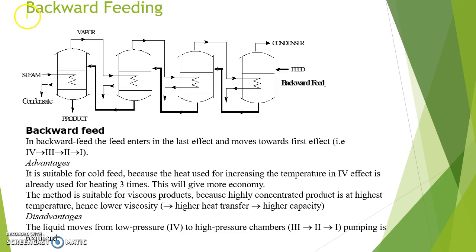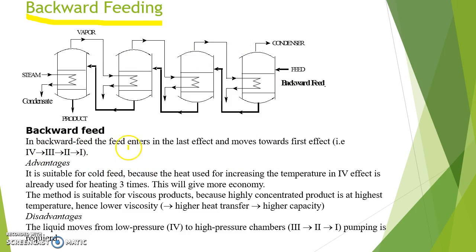Now the next one is backward feeding. In this case, the feed enters into the evaporator from the last effect, then to third, then to second, and then to first effect evaporator, and finally the product is obtained from the first effect evaporator, whereas steam is supplied into the evaporator from the first effect, then to second, then to third, then to fourth effect.